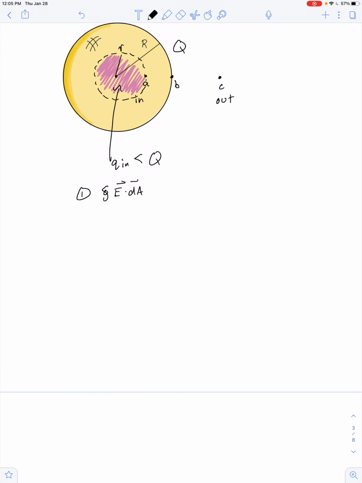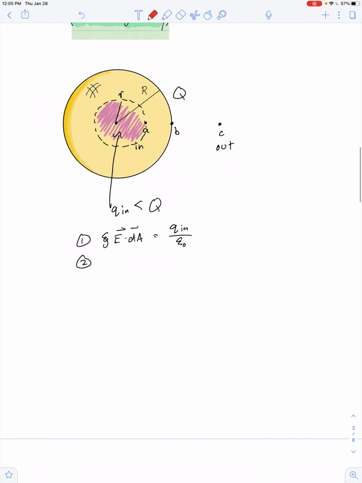The integral of the dot product of electric field and area, in other words, the total flux through the Gaussian surface, should be equal to the charge inside that Gaussian surface divided by epsilon naught. I'm going to show my work very explicitly here. First of all, let's sort of picture what the electric field lines might look like.